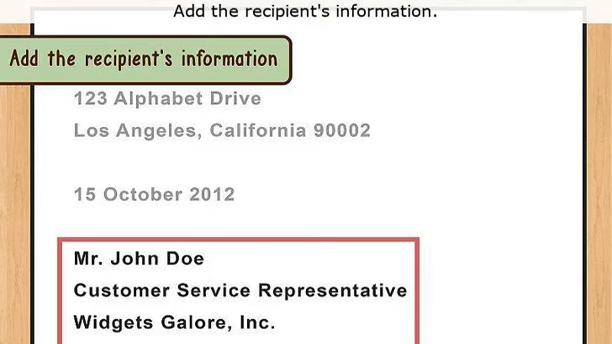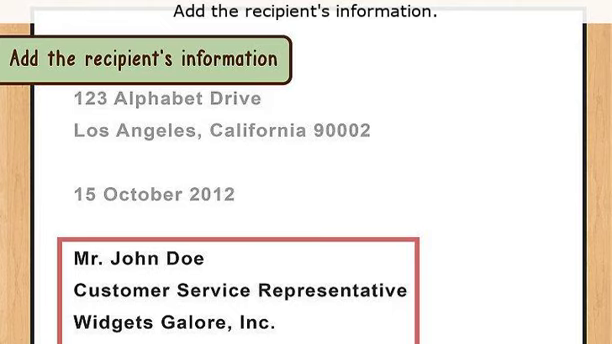Step 5. Add the recipient's information. Write out the recipient's full name, title, if applicable, company name, and address in that order, with each piece of information on a separate line. If necessary, include a reference number. The recipient's information should be left justified a few lines below the date.